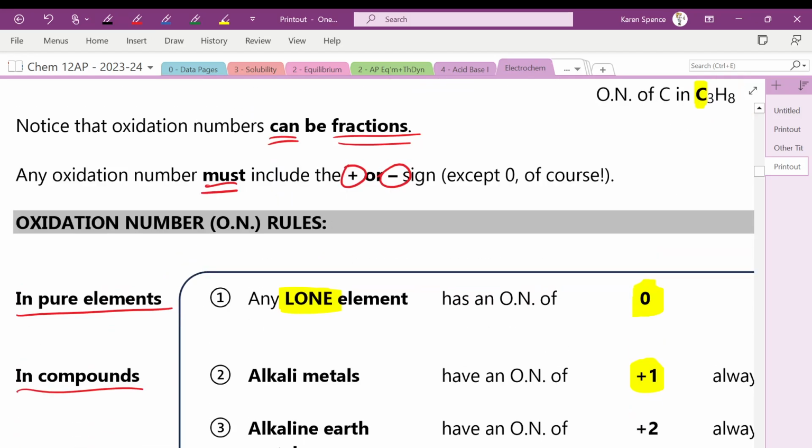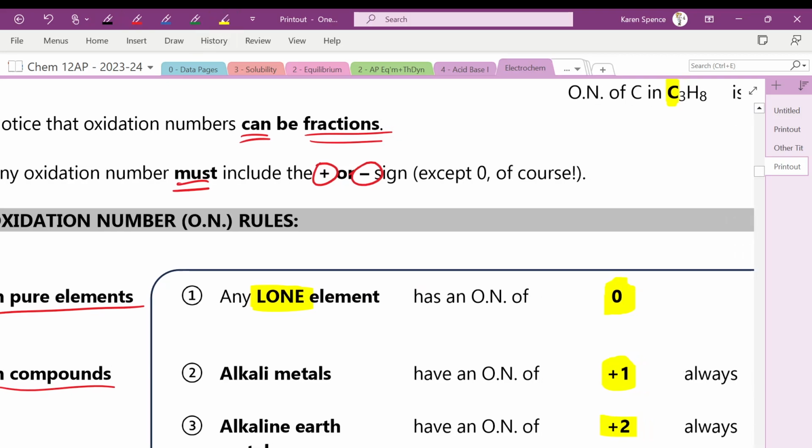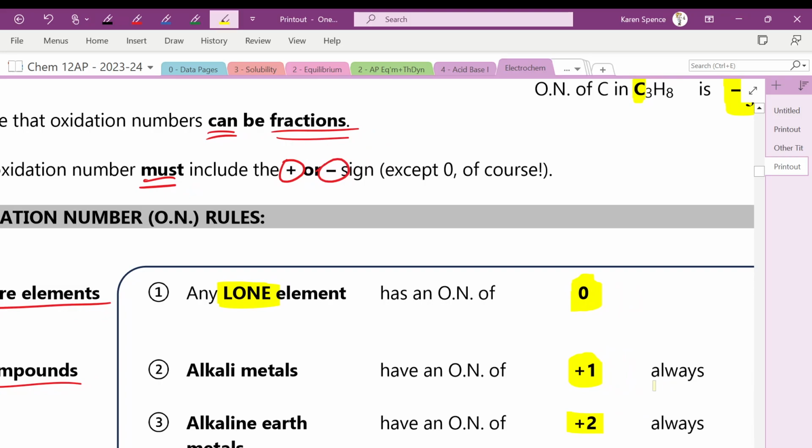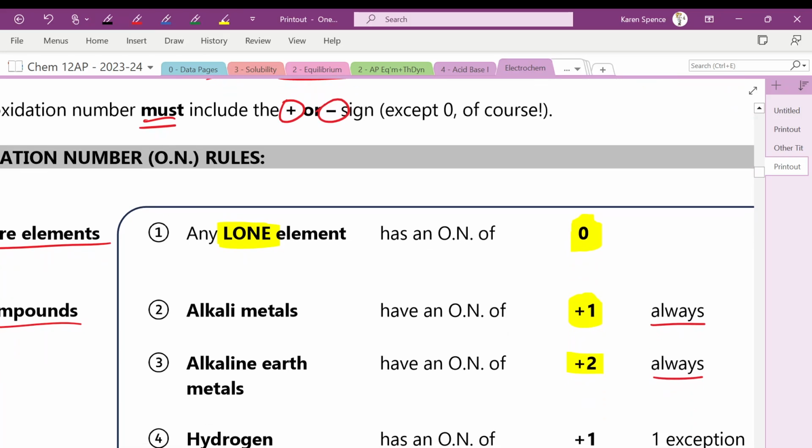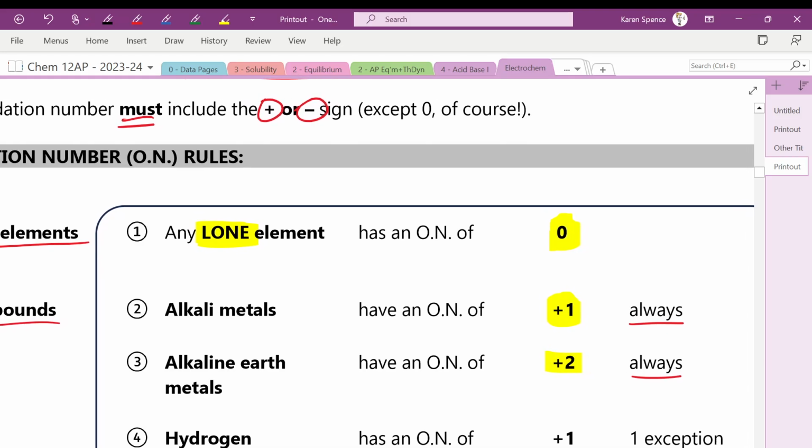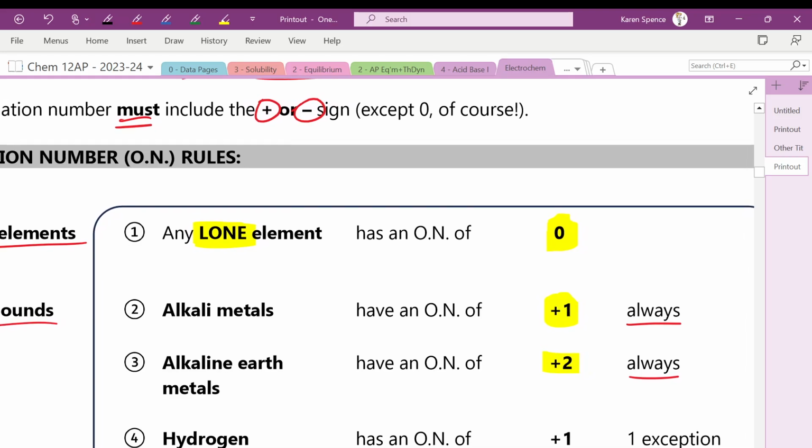Alkaline earth metals always have an oxidation number of +2. And you'll notice we have always and always. There are no exceptions. Hydrogen, and these rules go in priority of like highest always value. You know what I mean? So we go with always, always, and then we go with hydrogen, which has one exception.